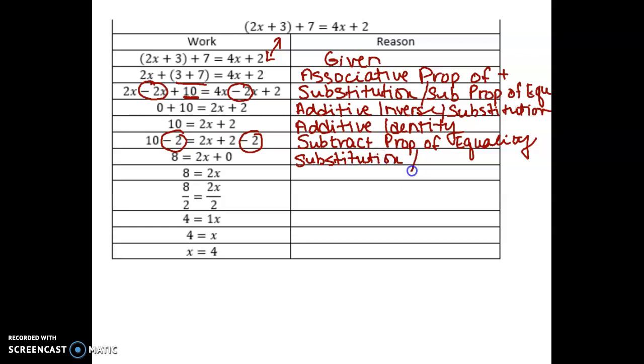All right. But 2 minus 2, or 2 plus a negative 2 is 0, is actually additive inverse. Okay. 2x plus 0 is 2x. That's because of the additive identity. And then here we're dividing both sides by 2, so it would be the division property of equality.